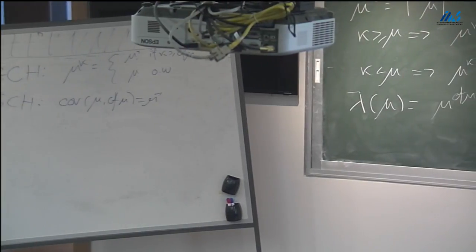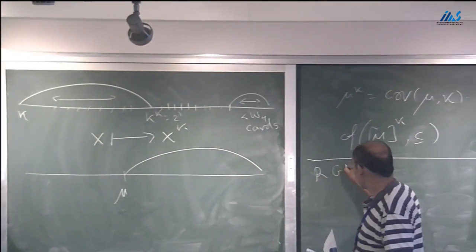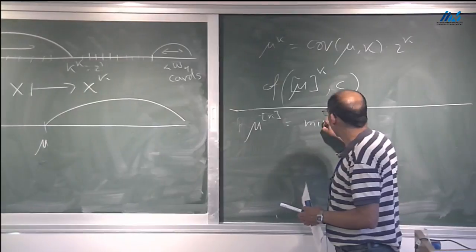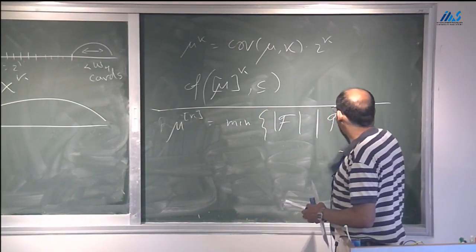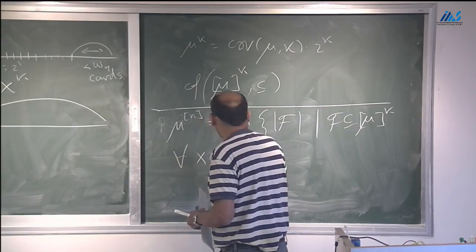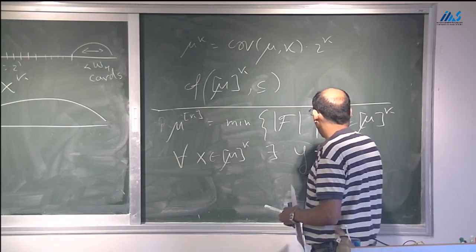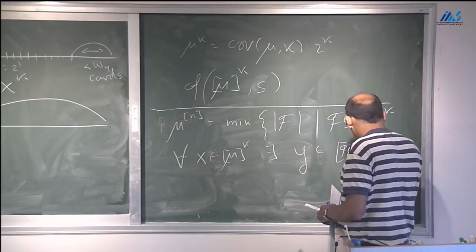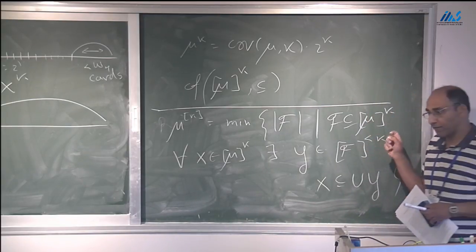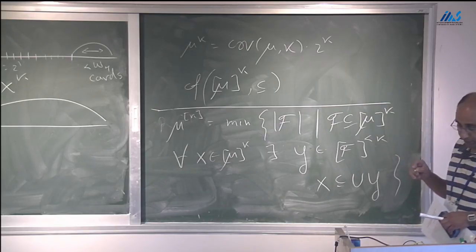And now we reach the point that, if we want to get eventual regularity, we need to go beyond covering. And this is where the revised GCH occurred. Mu to the kappa is the minimum of the cardinality of a collection F, F contained in the kappa subsets of mu, such that for all X in the kappa subsets of mu, there is a small collection Y in F, of size less than kappa, such that X is in the union of Y. Each kappa subset is covered by a union of fewer than kappa members of the collection.